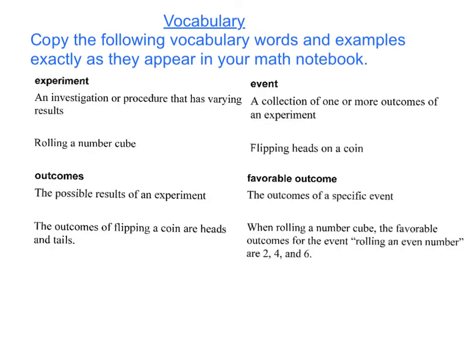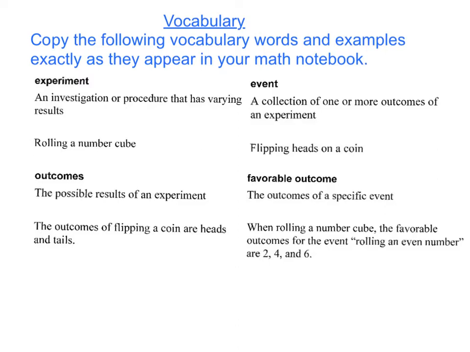Pause while you copy the following vocabulary words and examples exactly as they appear in your math notebook. An experiment is an investigation or procedure that has varying results. The example is rolling a number cube. An event is a collection of one or more outcomes of an experiment. Your example here is flipping heads on a coin.